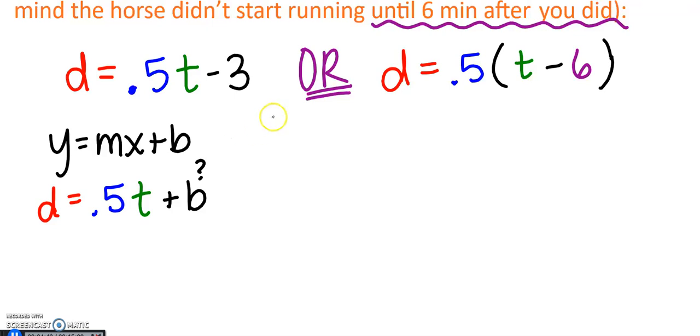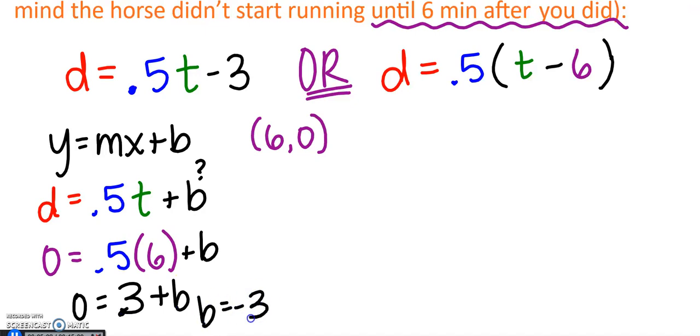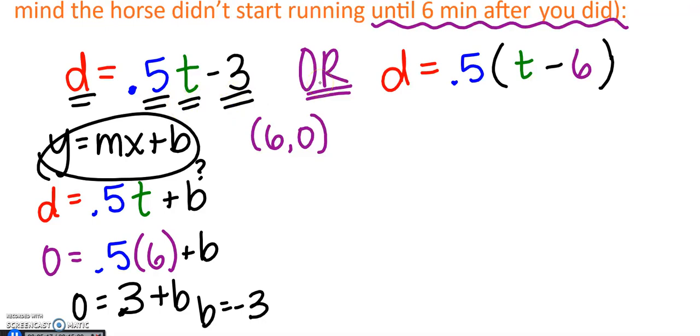Well, we know that the horse takes 6 minutes before it starts, so it goes through the point (6, 0). If I apply that point to help me figure out my b value, I end up with 0 equals, sorry, that should be a 3, plus b, which means that b is equal to -3. I go back to this structure, and I can plug in my distance, my rate of change, time, and my y-intercept.